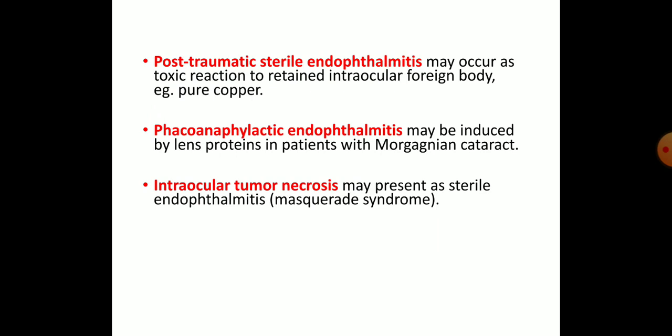So it can be post-traumatic sterile endophthalmitis, a reaction against any retained foreign body, or phacoanaphylactic. That is because of the lens protein in the Morgagnian cataract, where the lens protein will be released. It's actually a capsular bag of milky fluid. Later it can leak, so that it will induce an antigen-antibody reaction. So that can be phacoanaphylactic endophthalmitis, or any intraocular tumor necrosis.